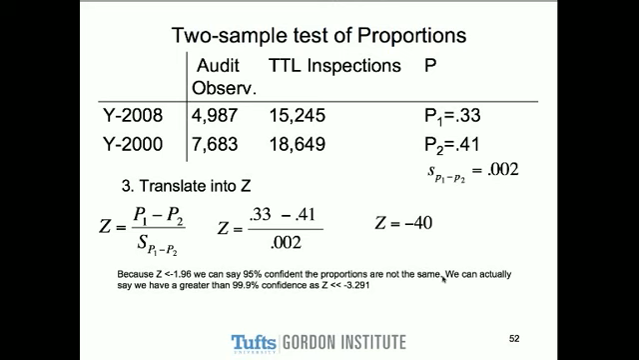As a matter of fact, we can actually say we have a greater than 99.9% confidence, as Z is much less than minus 3.291, okay? So these are the 3 steps to compare two proportions and do some hypothesis testing with it.